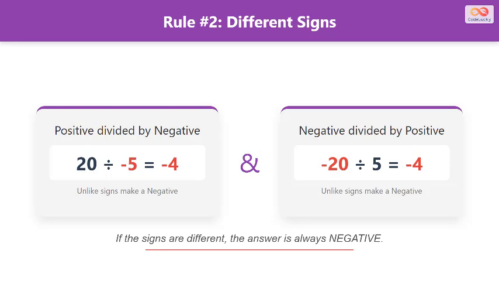Now, what happens if the signs are different? Rule number 2 states that if you have one positive number and one negative number, the result is always negative. It does not matter which one is negative. 20 divided by negative 5 is negative 4, and negative 20 divided by 5 is also negative 4. If the signs don't match, the answer is negative.